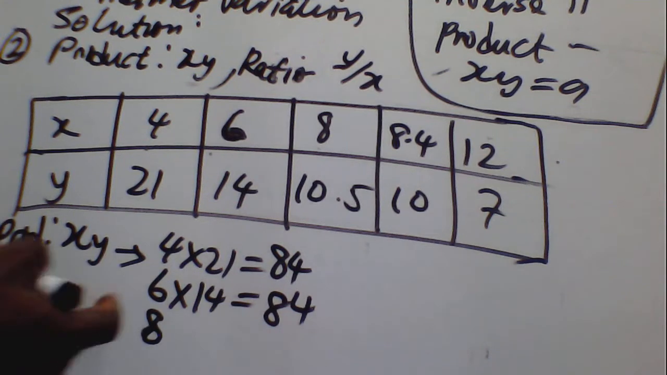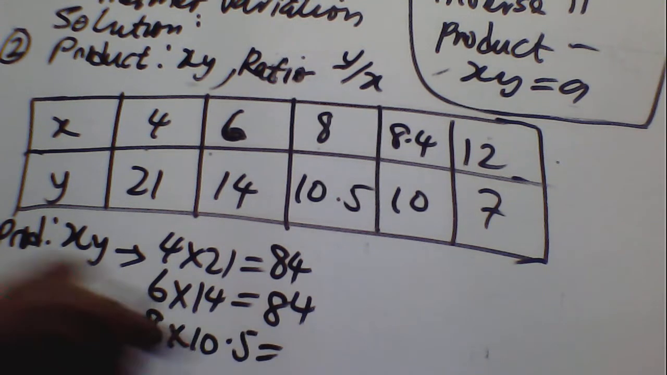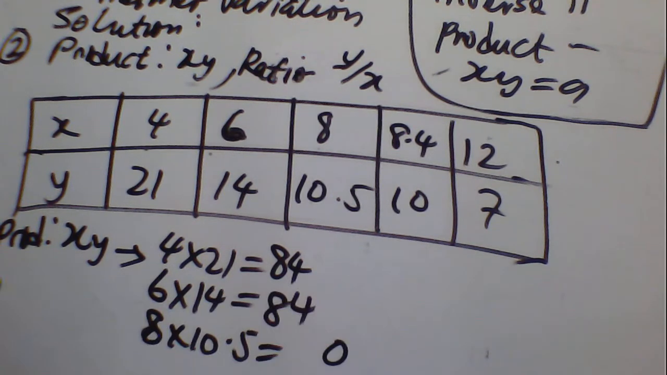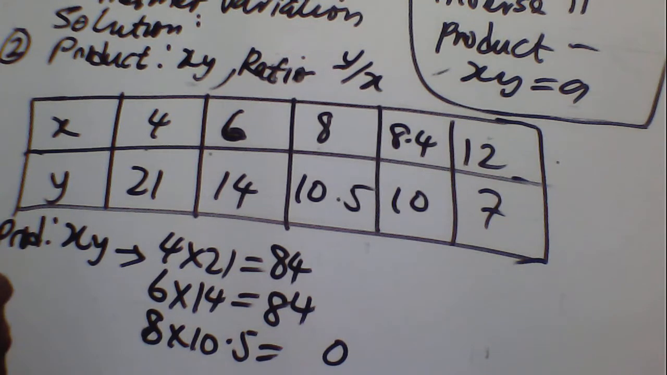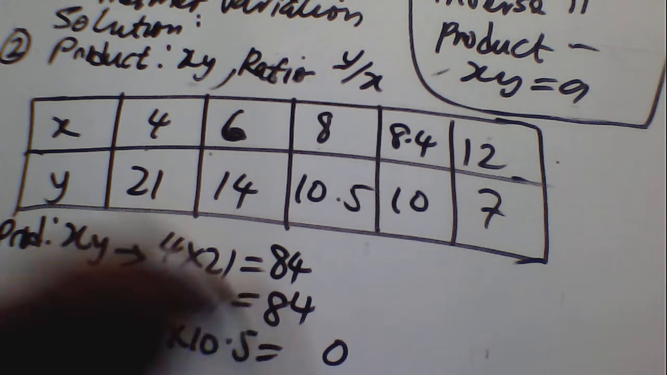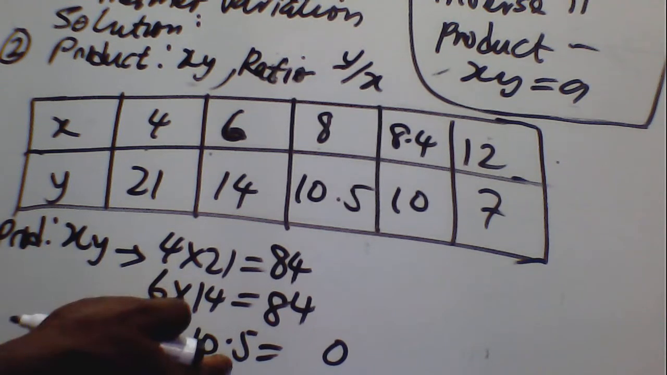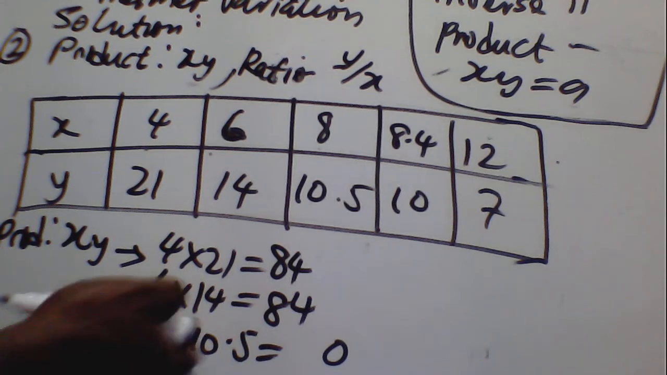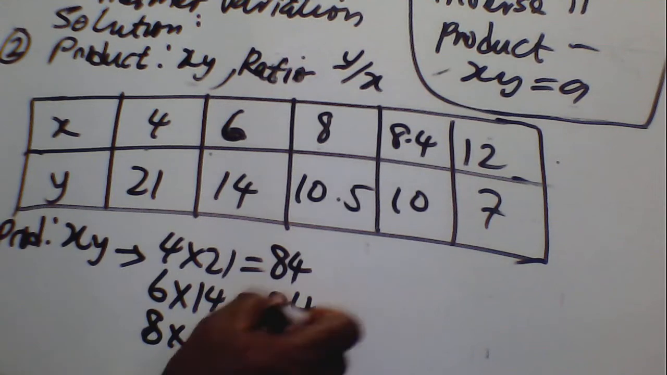So the third row, 8 times 10.5. 8 times 5 will give us 40. You write 0, carry what? 8 times 4 will give us what? That will give us 84. See how you do it. 8 times 10 will give us 80. 8 times half will give us 4. Therefore 80 plus 4 will give us what? 84. So you write it down.